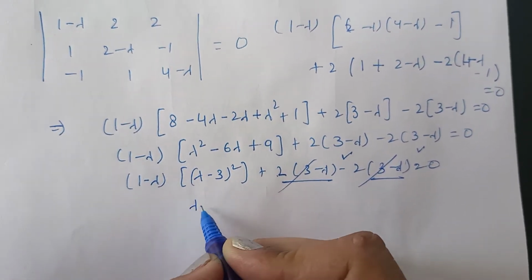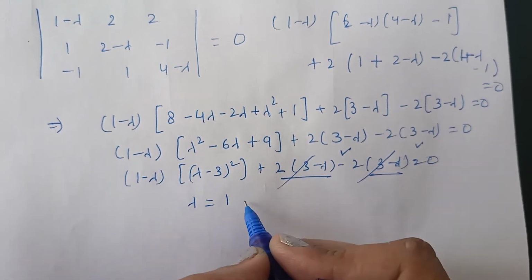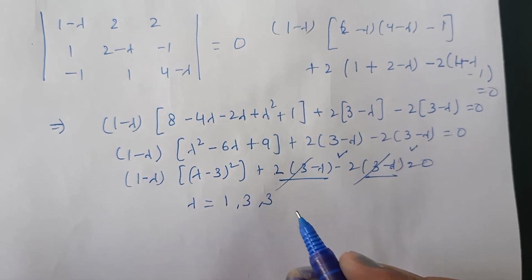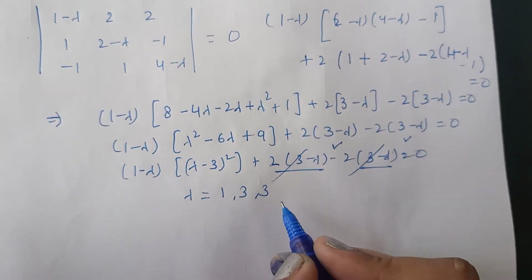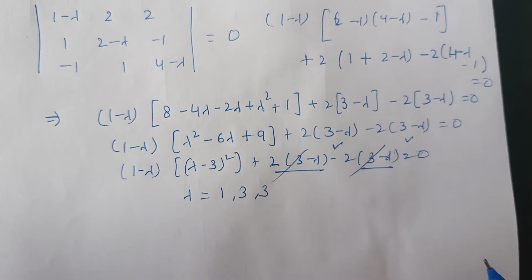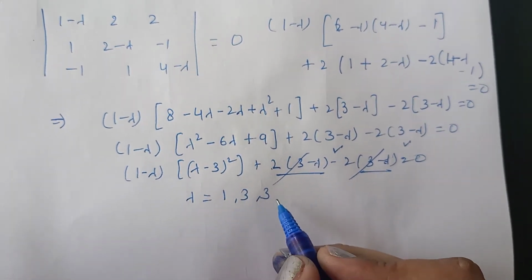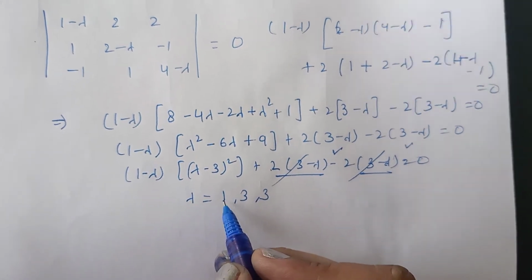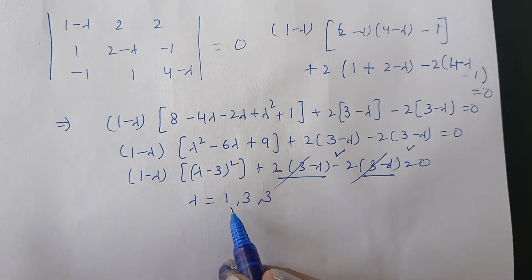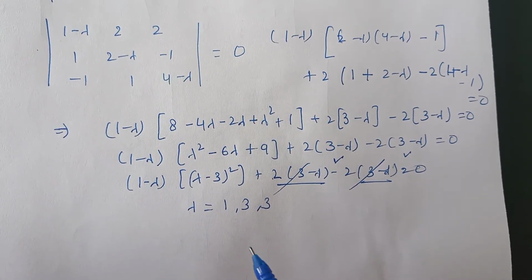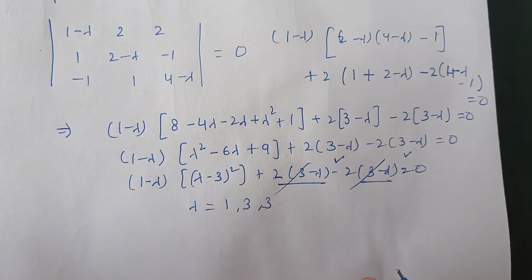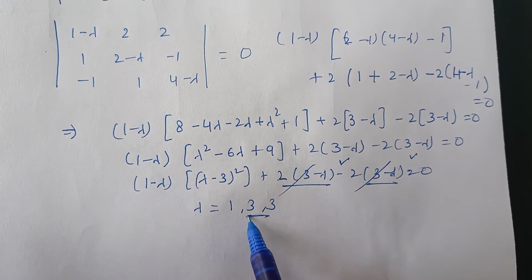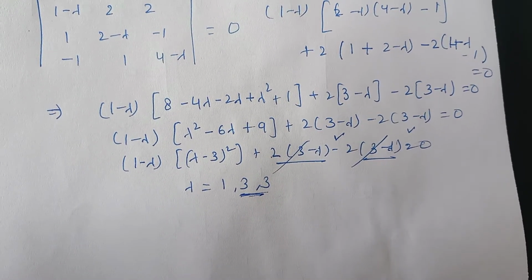So what are the eigenvalues we have obtained? 1 and 3 and 3. So the eigenvalue 3 is repeated twice. The number of times an eigenvalue is repeated is known as the algebraic multiplicity. So the algebraic multiplicity of 3 is 2 and the algebraic multiplicity of the eigenvalue 1 is 1. It is repeated only once. Corresponding to each eigenvalue we will obtain an eigenvector. Let us see how to obtain the eigenvector corresponding to lambda equal to 3 first.